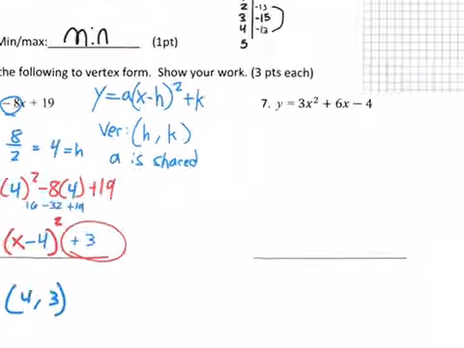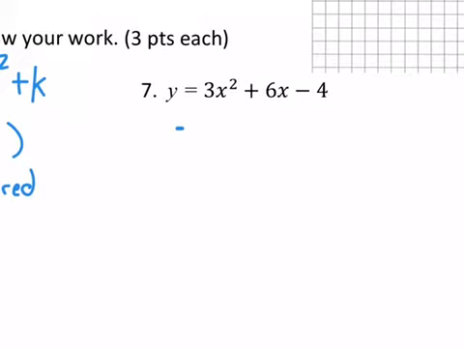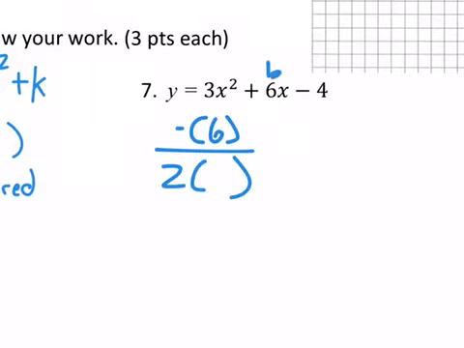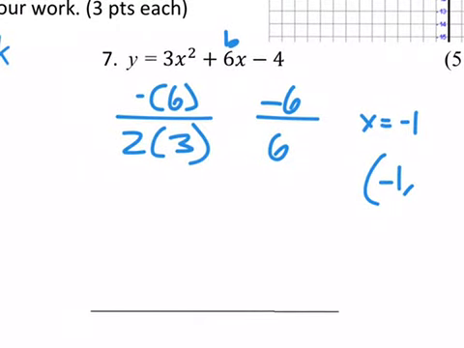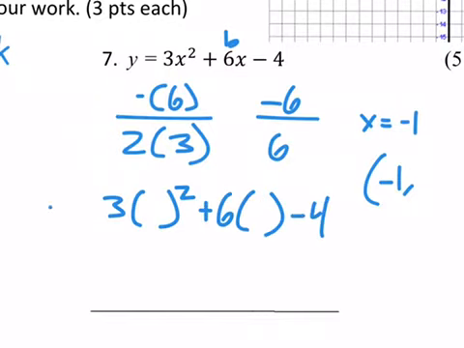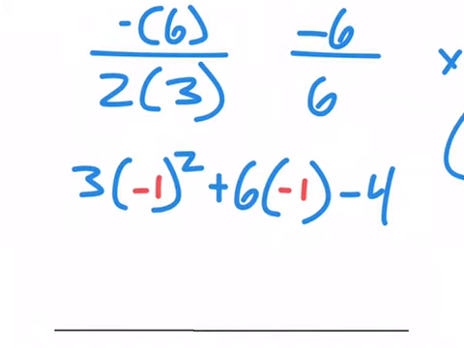All right, let's try another one. We need to locate the vertex. We're going negative b over 2a. b is 6, a is 3. So I've got negative 6 over 6. That tells me the x-coordinate of our vertex is a negative 1. So in terms of our vertex, I've got negative 1, comma. Now to find the y-coordinate, we need to plug that negative 1 back into our equation. So we got negative 1 here and here. Negative 1 squared is 1 times 3 is 3, minus 6, minus 4.